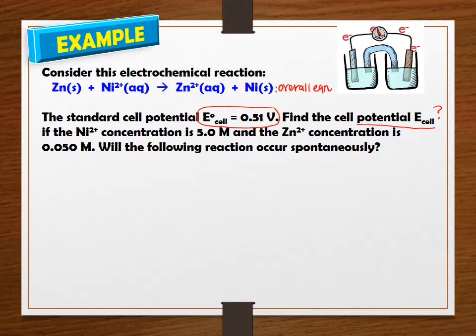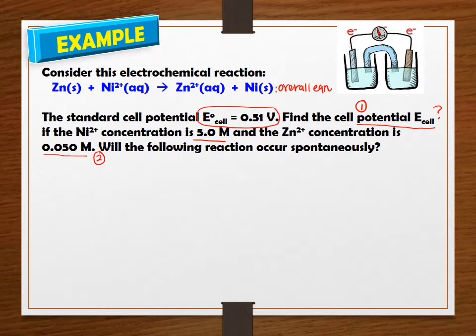If the concentration of nickel 2 plus is 5 molar and the concentration of zinc 2 plus is 0.05 molar. And the second question asks you, will the following reaction occur spontaneously? So we have two questions here actually. Hati-hati, tengok betul-betul soalan. So kita ada dua soalan dalam satu soalan. Okay. So apa yang you kena buat?